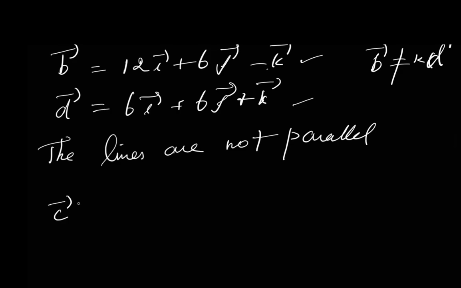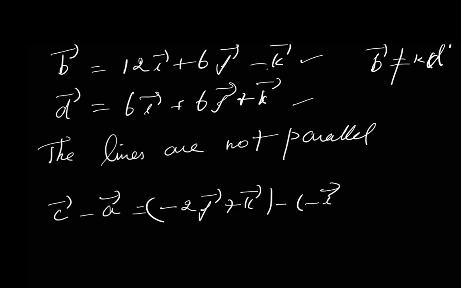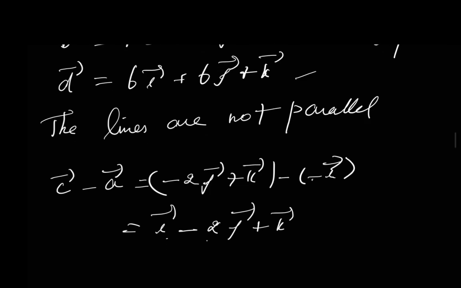Next we have to see they do not intersect. For that, as in the previous sum, first we have to find vector c minus vector a. So what is vector c? Minus 2j plus k vector minus a vector. So minus into minus, plus i minus 2j plus k vector.